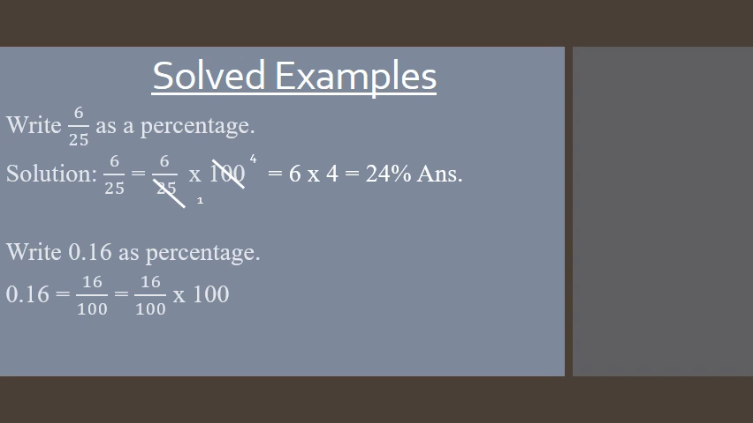Right? So now we can divide 100 in the numerator and 100 in the denominator by the common number 100. So 100 divided by 100 is equal to 1 in the numerator, and 100 divided by 100 is equal to 1 in the denominator. So our answer is 16 multiplied by 1 is equal to 16%. Clear?